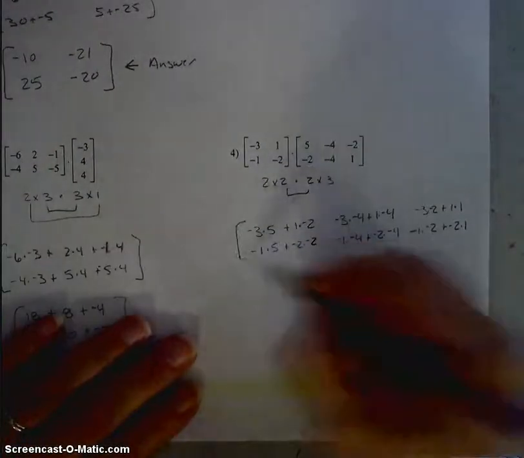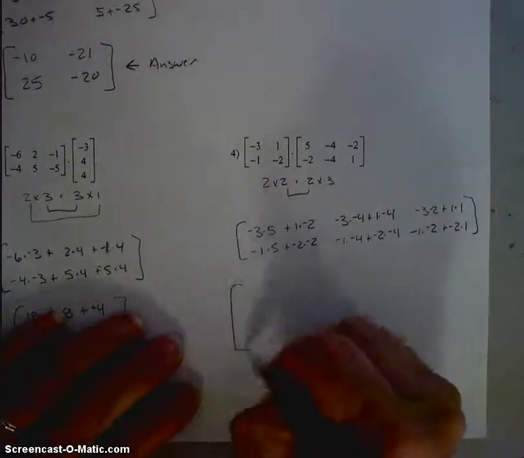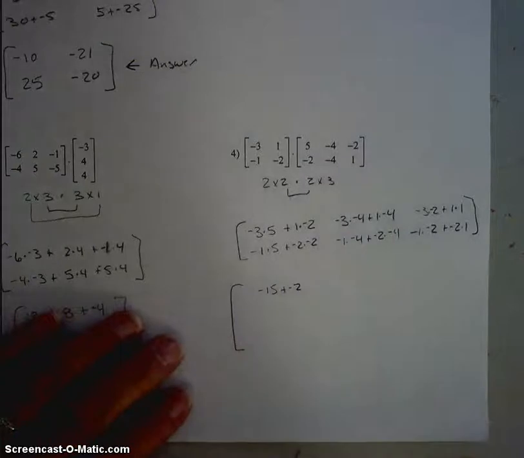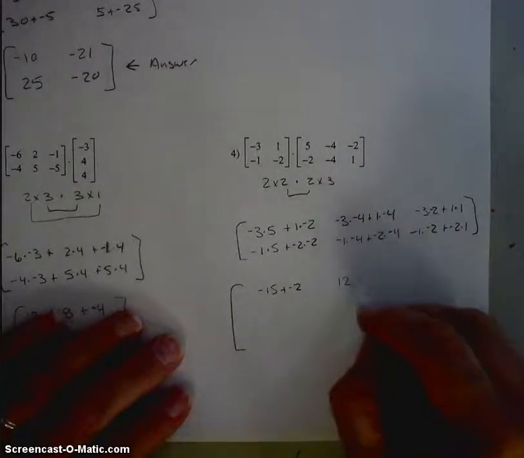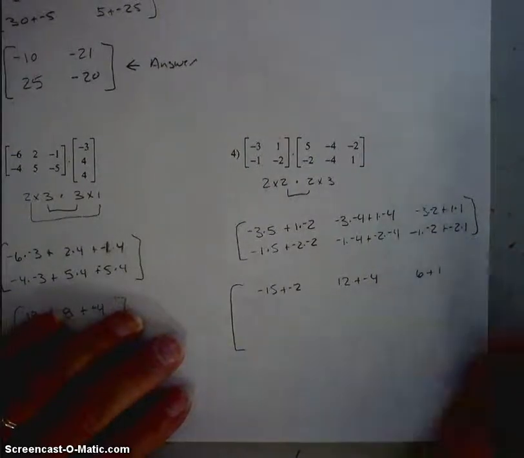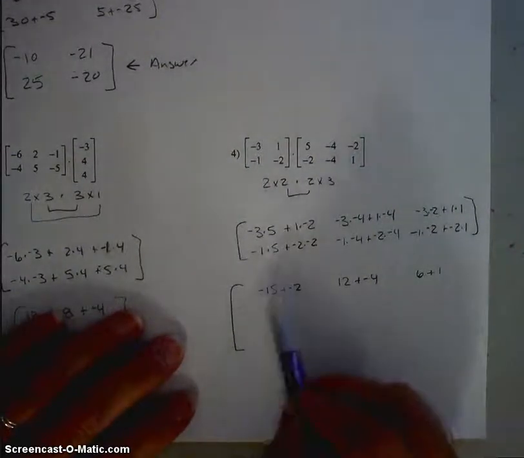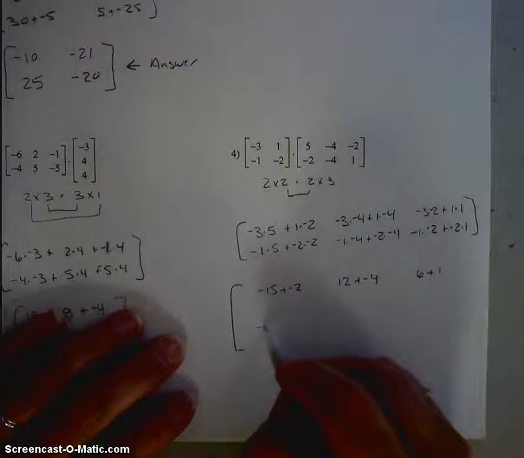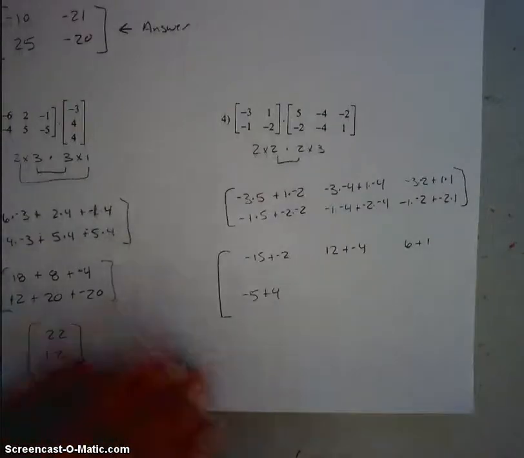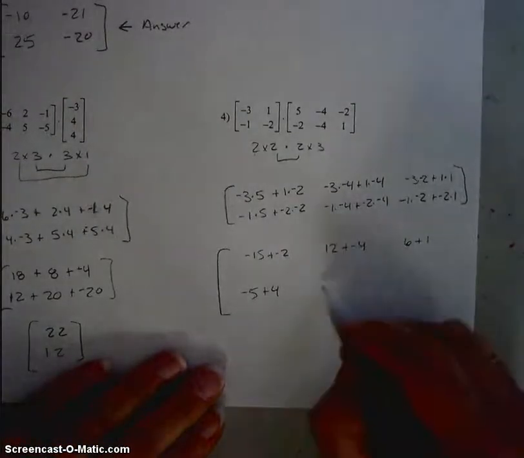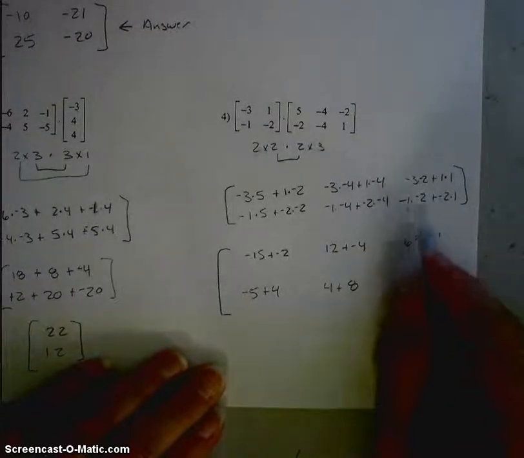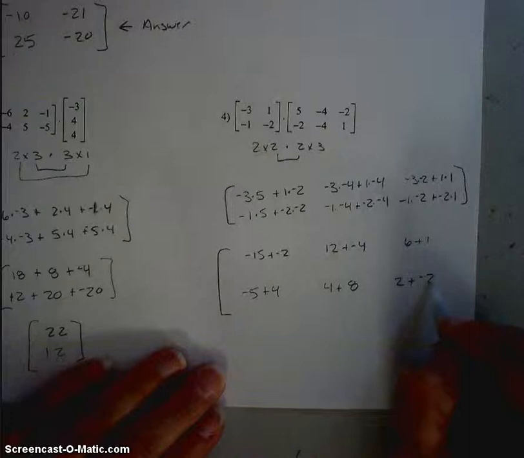Okay, so this would be my matrix. And now we need to simplify. So negative 3 times 5 is negative 15 plus negative 2. Negative 3 times negative 4 is positive 12 plus negative 4. Negative 3 times negative 2 is positive 6 plus 1. Negative 1 times 5 is negative 5. And then negative 2 times negative 2 is positive 4. Negative 1 times negative 4 is going to be positive 4 plus 8, because negative 2 times negative 4 is 8. And then negative 1 times negative 2 is 2 plus negative 2.